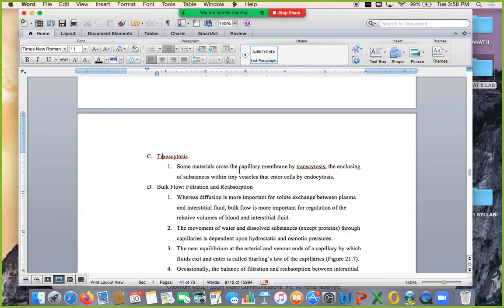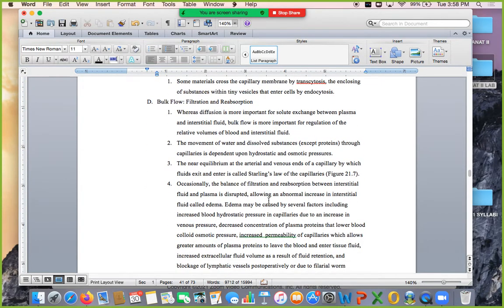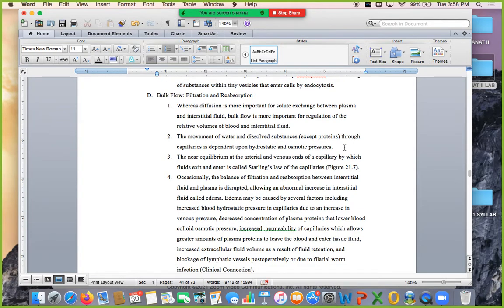Some things are going to enter across the capillary membrane by what's called transcytosis, which is, again, going to be by vesicular exchange. And then things are going to come back in through bulk flow, basically through resorption and filtration, which is how pretty much everything except proteins is going to be coming along through hydrostatic and osmotic pressures.